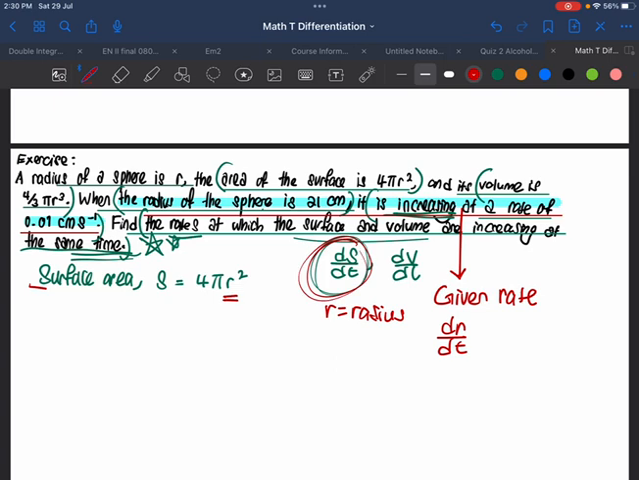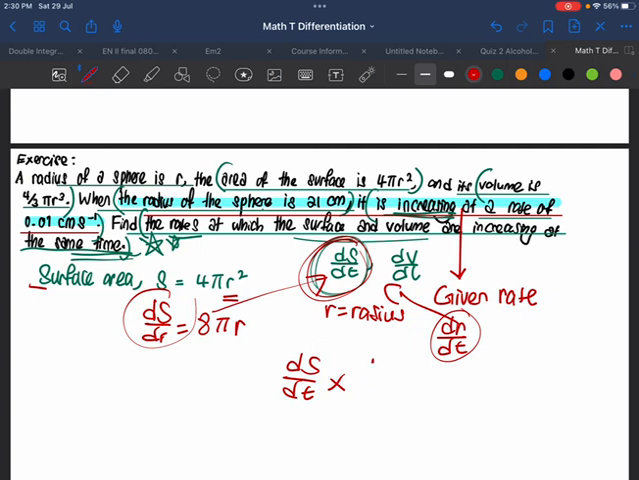How are you going to find this? From here, we can find dS/dr, right? dS/dr, we get the answer is 8 pi r. So we have dS/dr and dr/dt. How do we find this? You cancel r, right? So dS/dt times dr/dt.